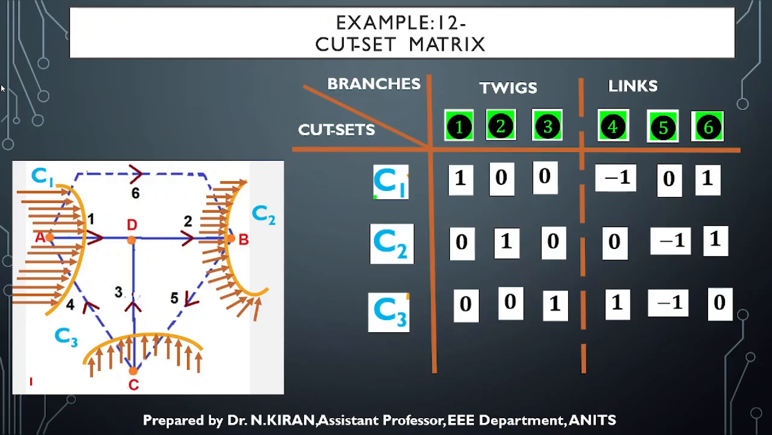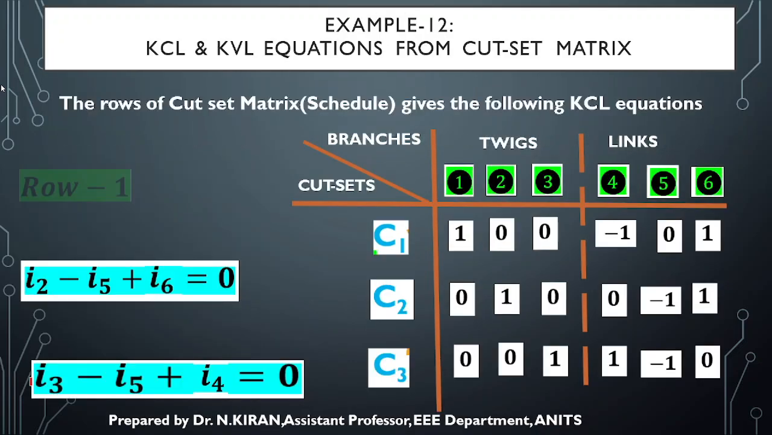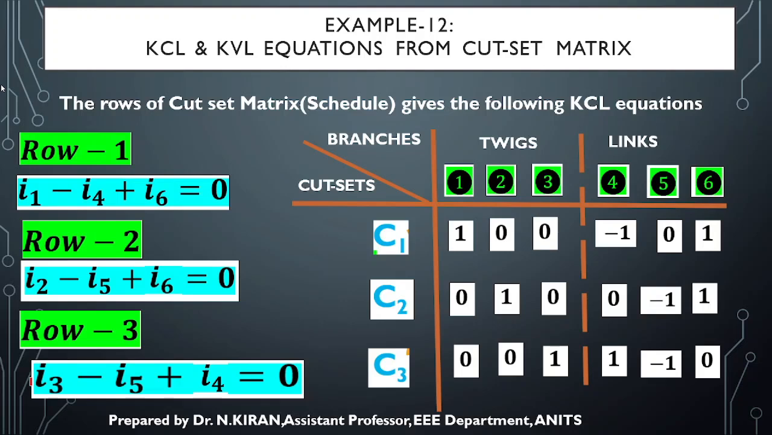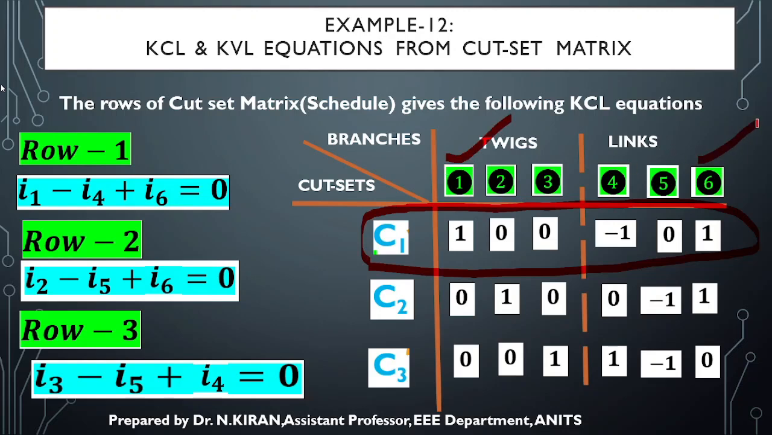So after forming the cut set matrix, now we need to find the equilibrium equations based on node voltages. Here every row of the cut set matrix will give me a KCL equation. So if I consider the first row, I have +1 near 1 and 6 and -1 near 4. That is why the equation becomes I1 minus I4 plus I6 is equal to 0.